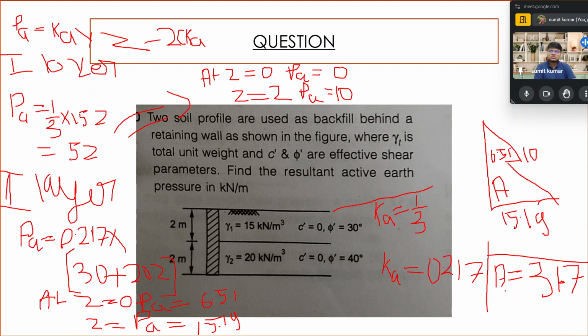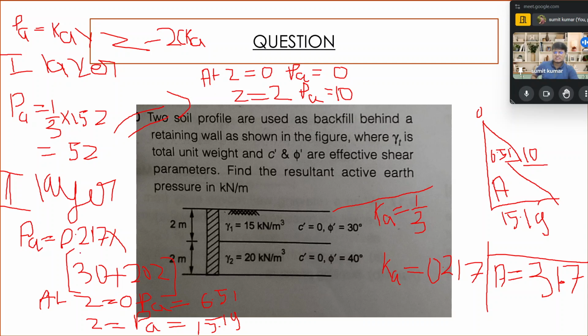As you see over here, the question has given the two soil profile. First of all, we have the relation PA equal to K into gamma Z minus 2C root K. For the first layer, we have calculated the value as 1 by 3 into gamma Z. K equal to 1 by 3 and gamma is 15, and Z is Z. So we found 5Z, and at Z equal to 0, PA is 0, which is plotted over here as 0. And at Z equal to 2, PA equal to 10, which is plotted over here as 10.